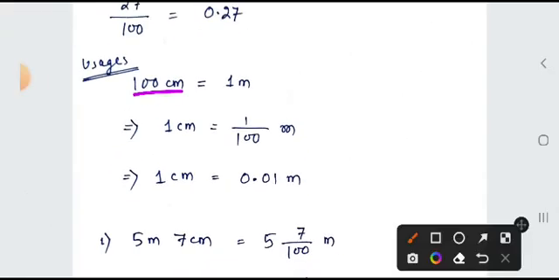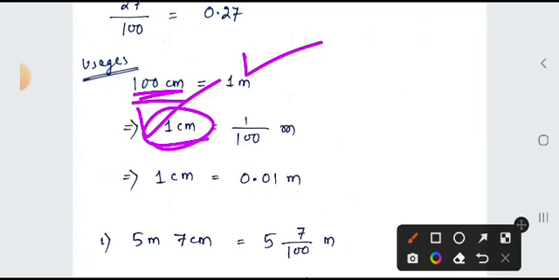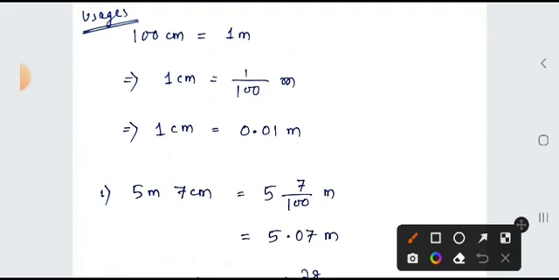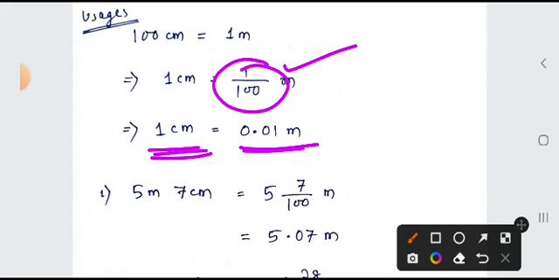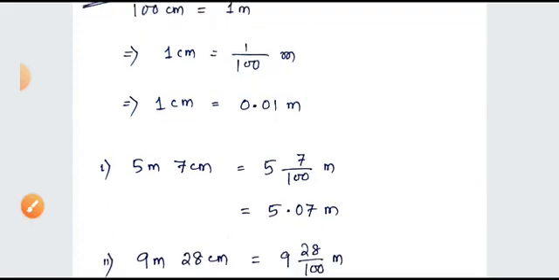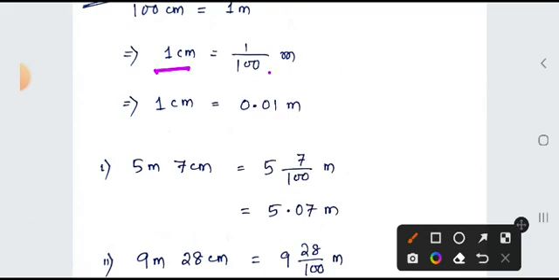So how can you use these principles in different calculations? When we have relations of 100 times, we can use that. 100 centimeter is equal to 1 meter, or we can say 1 meter is equal to 100 centimeter. So when we have 1 centimeter and we need to convert it into meter, then 1 centimeter is 1 part out of the 100 equal parts of a meter, so that will be 1 upon 100 of a meter. And 1 centimeter in decimal form we can write 1 upon 100 as 0.01 meter.